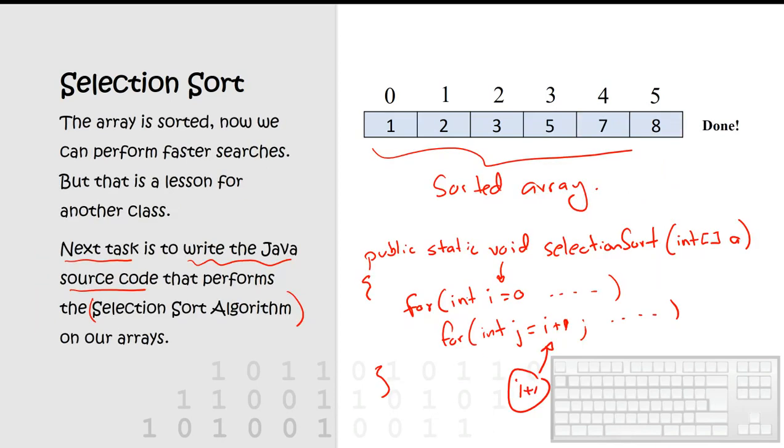So we have our for loop with the I, we have our for loop with the j. This is a nested for loop. And then in here, you'll have your if statements and your swap code. So try writing that out. I'll post the answer to the selection sort algorithm so you can compare your code to mine.